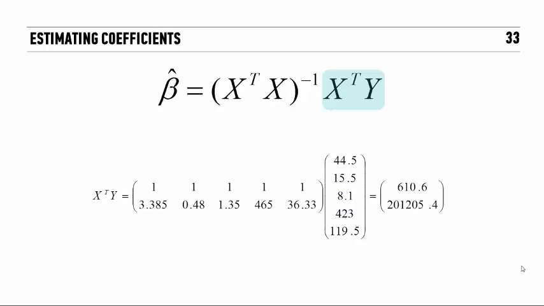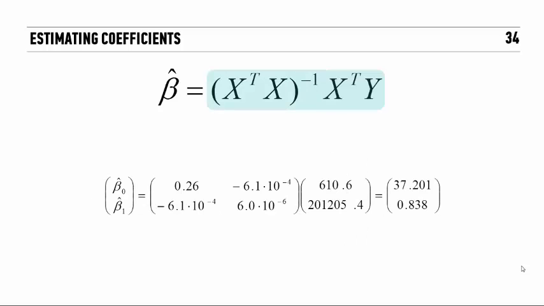And then there's this other piece, x transpose times y, and so this first term is x transpose, which we saw before, and then the y vector, and then you get the resulting value. Putting it all together, you get a 2 by 1 vector which has both beta values. So I know I went through that fairly quickly, but any questions on that?